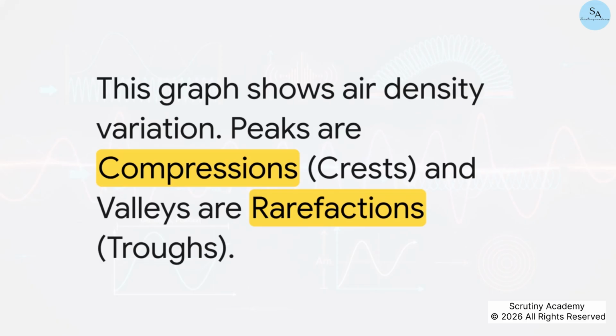So scientists use this clever graph to represent a sound wave. Now be careful. It looks like a transverse wave, but it's not showing shape. This graph shows the changes in air density. The highest points, the peaks, which we call crests, represent the areas of maximum compression. And the lowest points, the valleys, or troughs, represent the areas of maximum rarefaction.